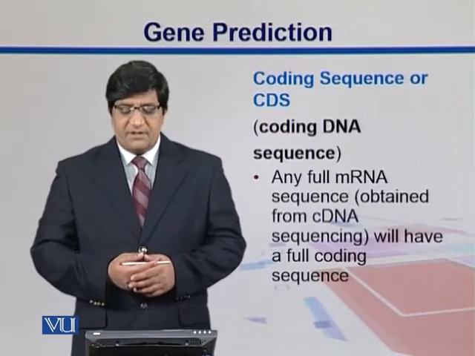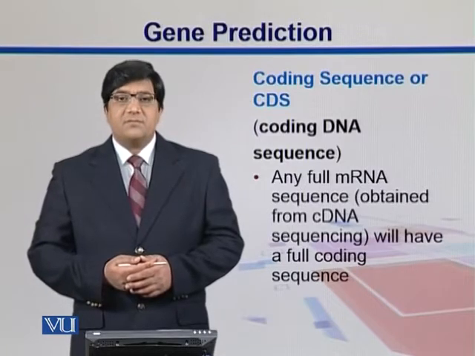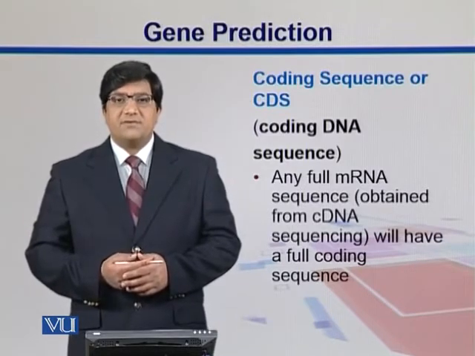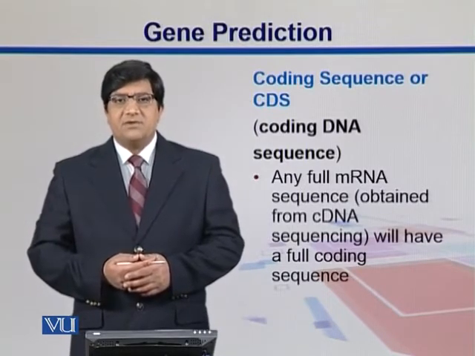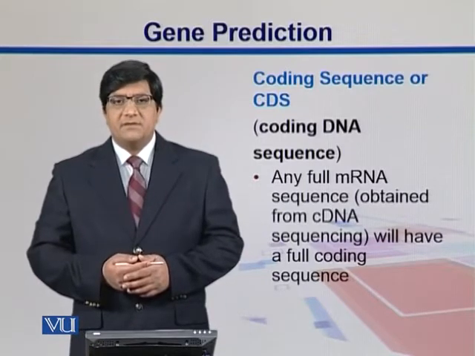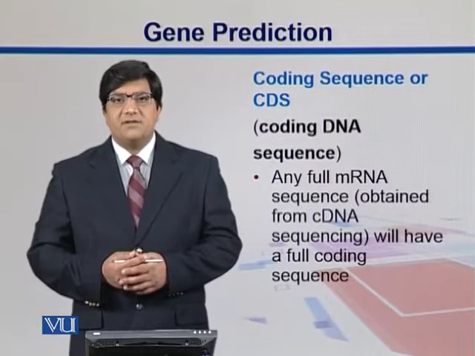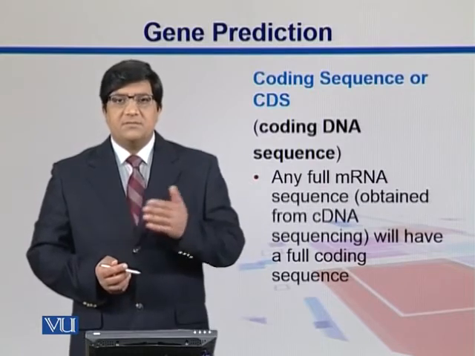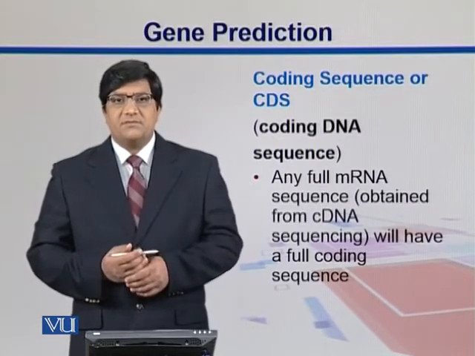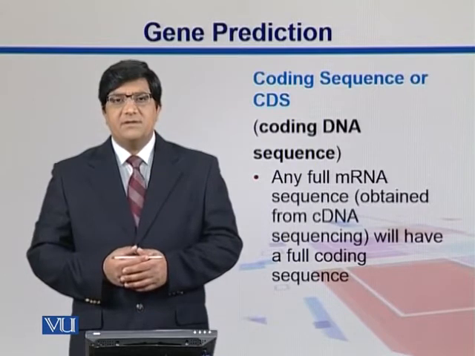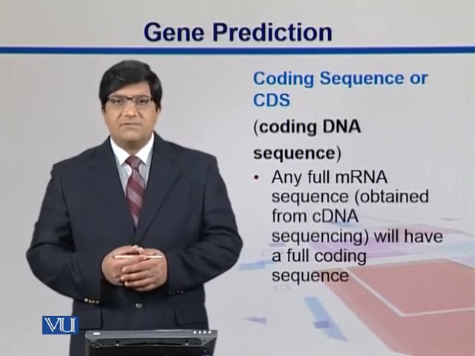Any full messenger RNA that is obtained from a gene can have a CDS. Normally, in order to get the coding sequence or CDS, sometimes we get the messenger RNA and make its DNA copy, cDNA. That process is called reverse transcription.